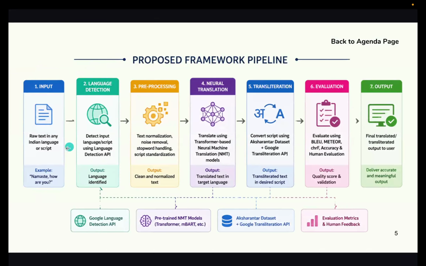So the first step is the input of raw text in Indian languages. For example, "Namaste, how are you?" It's in Hindi, but written in English letters. First we do the process of language detection, so we identify this language as Hindi. Then we process the text: normalization, noise removal, stop word handling, and script standardization. Then it is translated using transformer-based neural machine translation models. After translation, it is also transliterated, converting the script, so that "Namaste" is written in the Hindi Devanagari script. Then it is evaluated using BLEU, METEOR, and chrF, and the quality is evaluated using these metrics, and then the output is presented to the users.